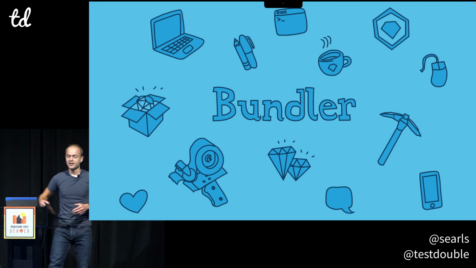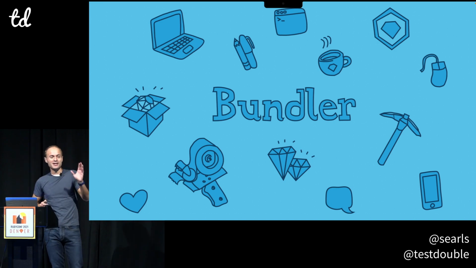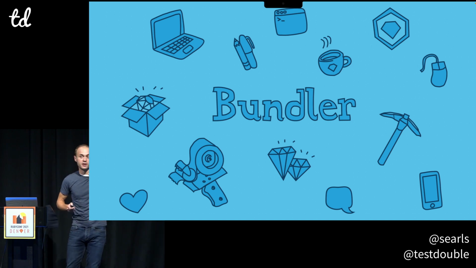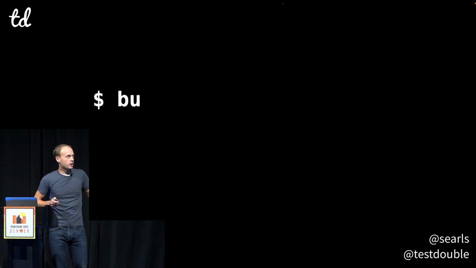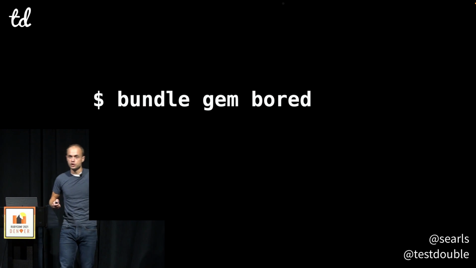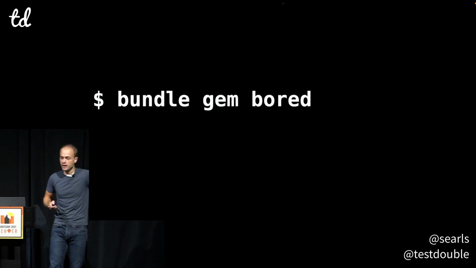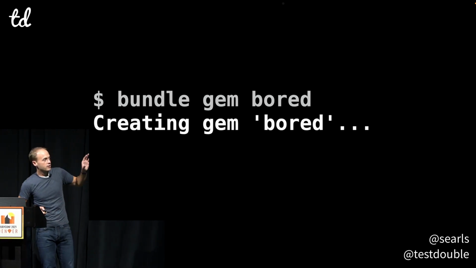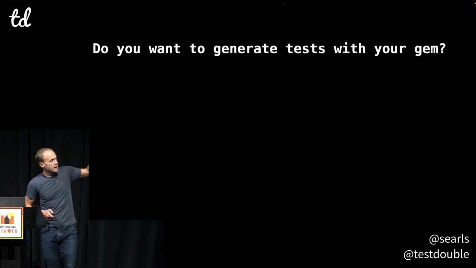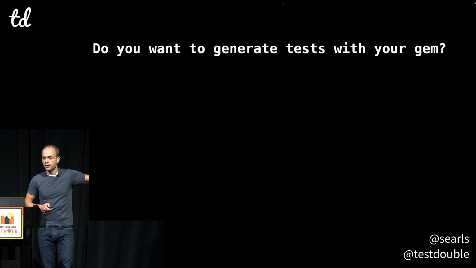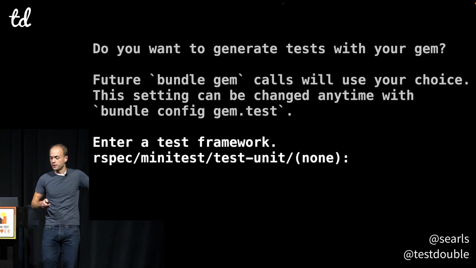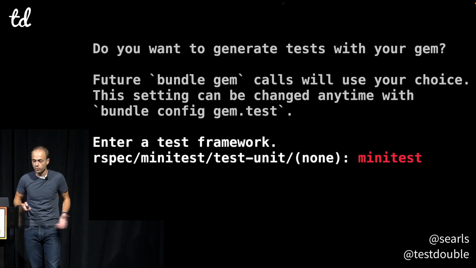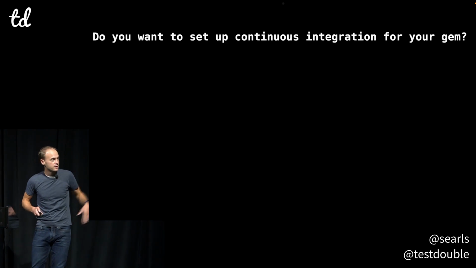So the right way to make a gem is using Bundler here. Bundler comes with a great command called bundle gem, and you can just type in the gem name that you have after the fact. And here I'm creating a gem called board. It's kind of like an interactive fiction. It sets up like a text adventure saying, hey, do you want to generate tests? And you can pick out your test framework. So I'm here using Minitest.